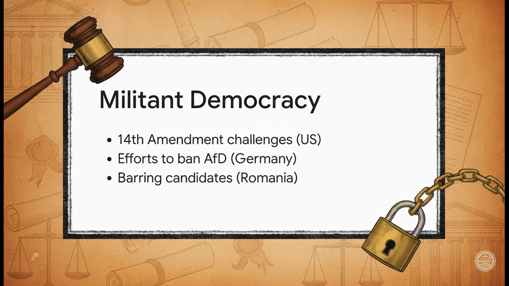Basically, this is a constitutional doctrine where the state tries to protect itself by legally excluding or even putting on trial candidates or parties that are deemed anti-constitutional. We've seen this with the U.S. Supreme Court reviewing attempts to remove Donald Trump from the ballot using the 14th Amendment. In Germany, there are incredibly serious political debates right now about outright banning the far-right AfD party. And in Romania, courts recently barred a controversial presidential candidate from running altogether.